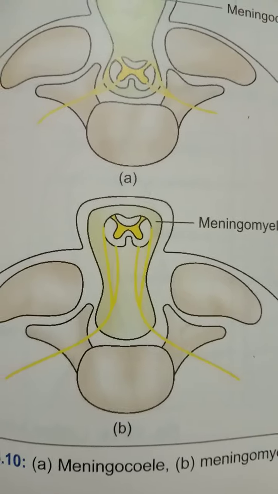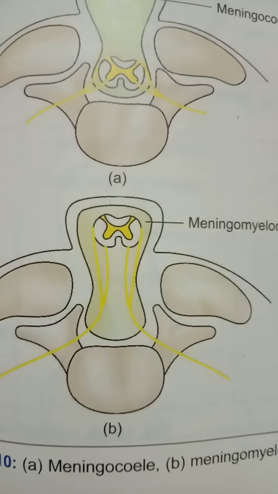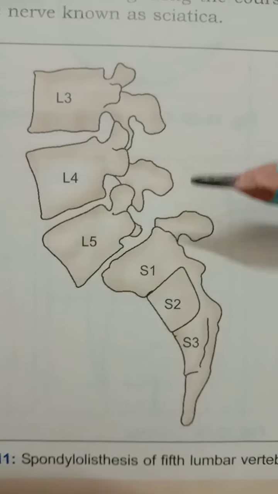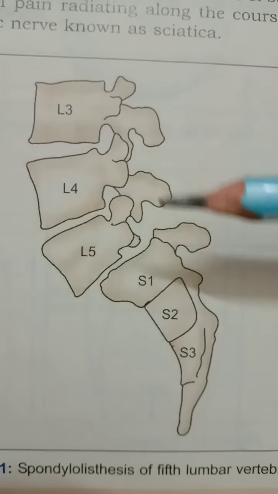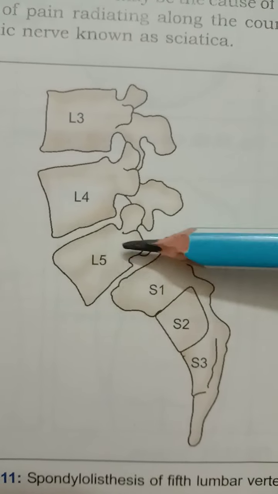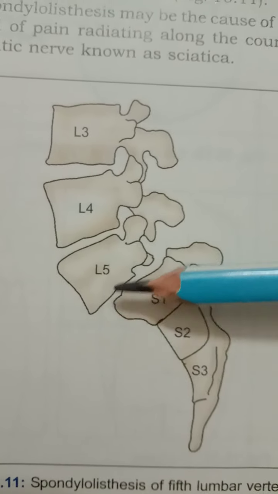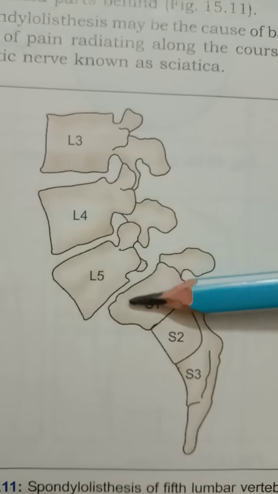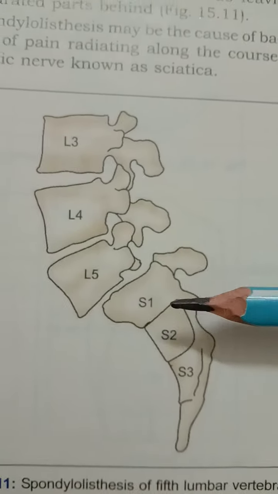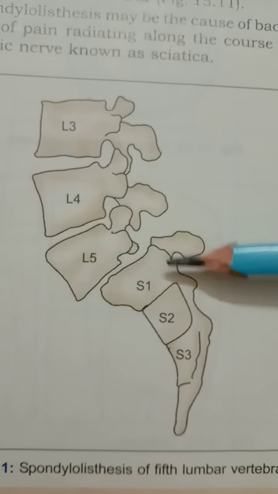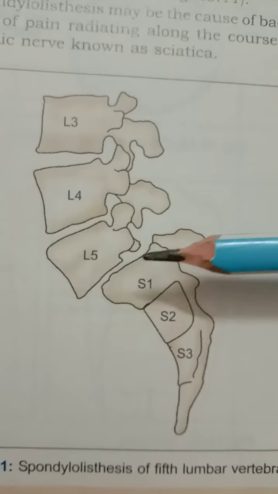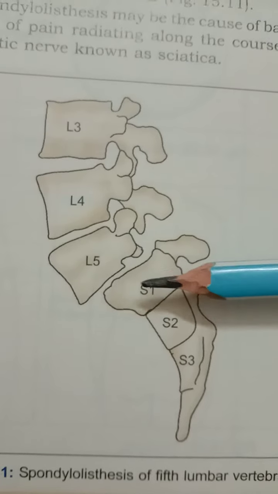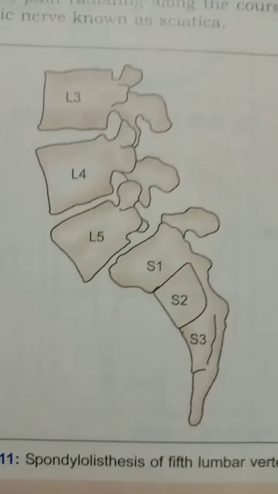Then next is the clinical point related with the lumbar vertebra called the spondylolisthesis. Sometimes the greater part of the fifth lumbar vertebra, here the fifth lumbar vertebra, slips forward over the sacrum. So this clinical condition is called the spondylolisthesis. Then this may be a cause of backache and pain radiating along the course of the sciatic nerve. This clinical condition is called the sciatica.